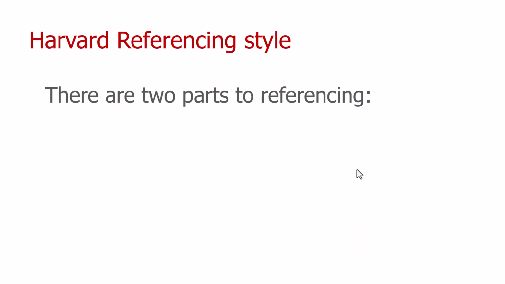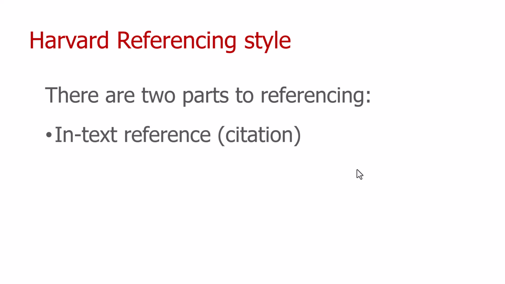So there are two parts to referencing with the Harvard referencing style. There's the in-text reference, which we call the citation. This is when you're writing your assignment and you use a piece of evidence to back up what you're saying, and then you include the details of the citation in the text. And there's also the reference list. This goes at the end of your assignment and has the full details of that citation in alphabetical order by author. Now, this video is going to show you what to do for both of these.